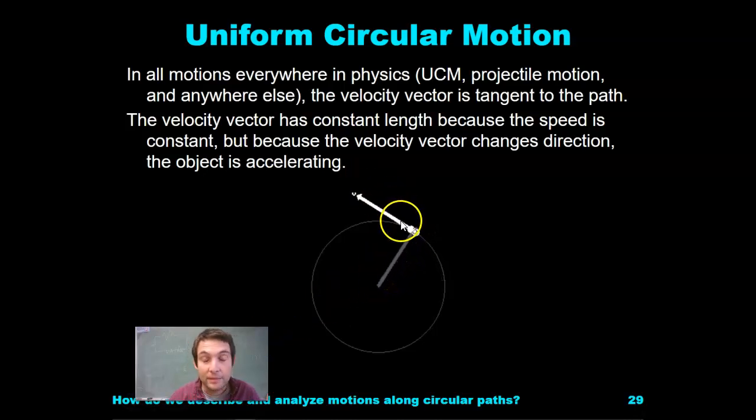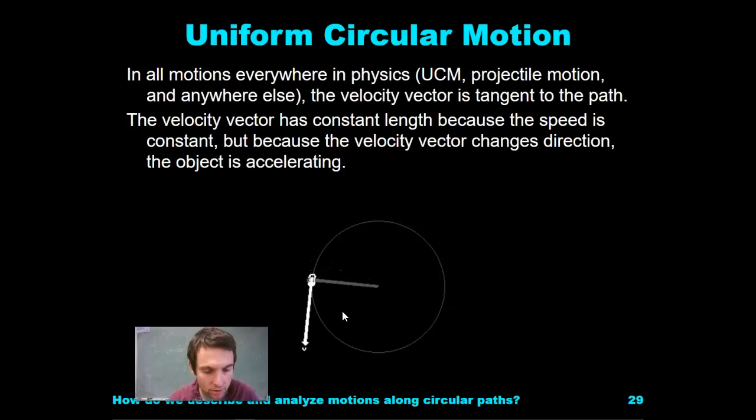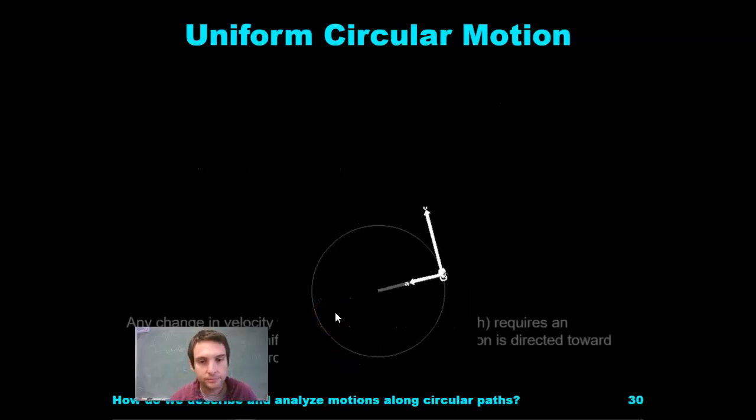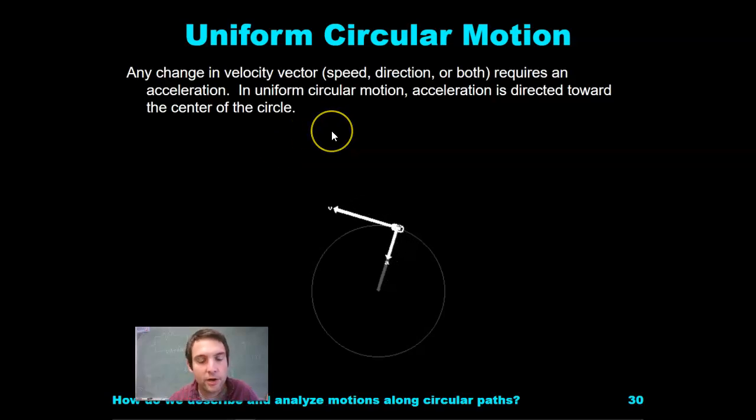Speed is staying the same. That velocity vector is the same length all the way throughout the circle. But remember, vectors have magnitude and direction. So because the direction is changing, that means your velocity is changing. If your velocity is changing, then you have to be accelerating. Any change in velocity vector requires an acceleration.